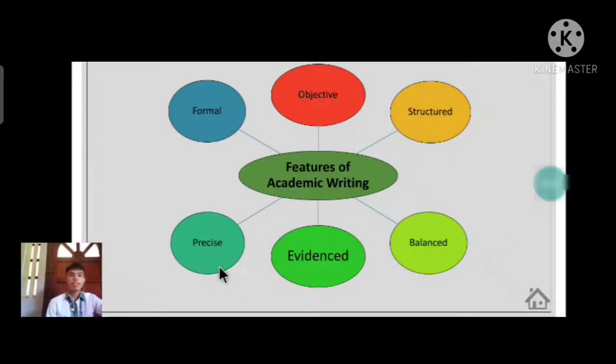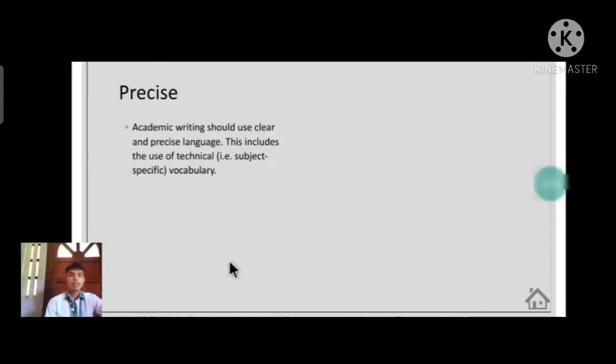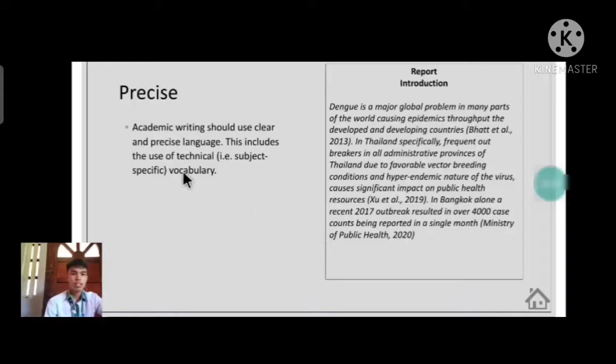Finally, academic writing should be precise. Academic writing should use clear and precise language. This will enable the readers to easily follow the ideas more easily. So this includes the use of technical vocabulary. So if we look back in this introduction, we can see some examples of technical vocabulary. There's a phrase here, the vector breeding conditions and hyper-endemic nature of the virus. These phrases are difficult for us to understand. These terms have specific meaning for the expert audience that this article was written for.